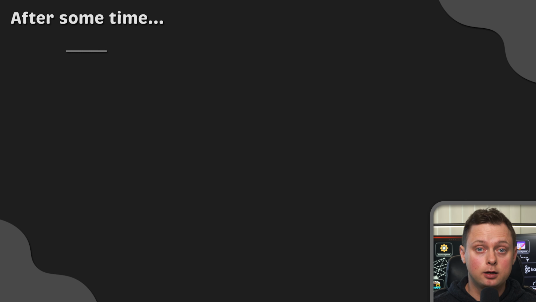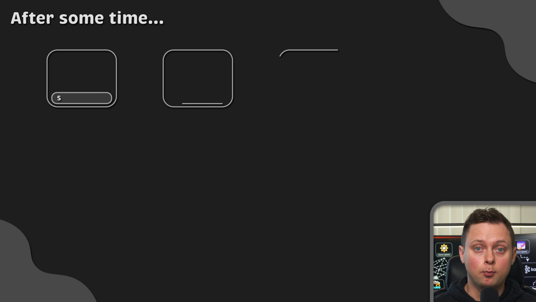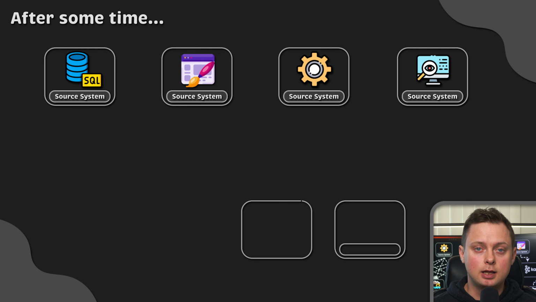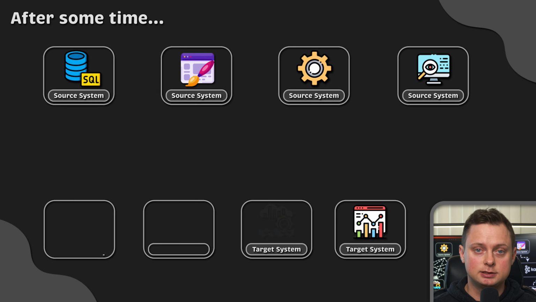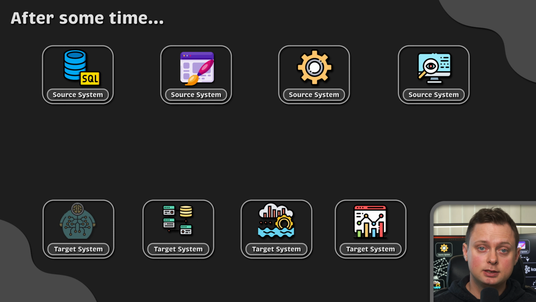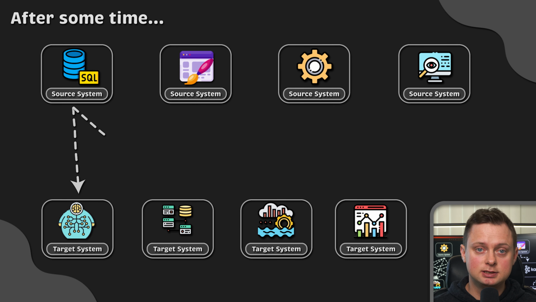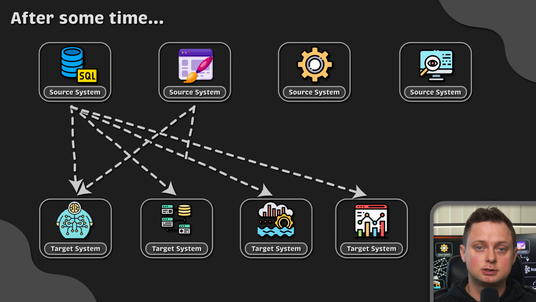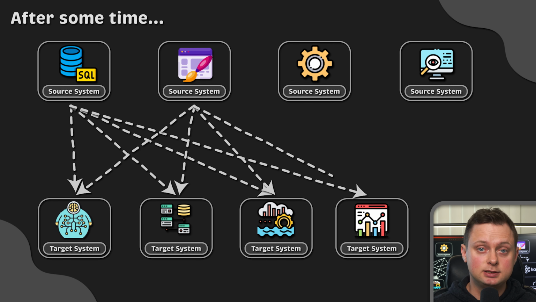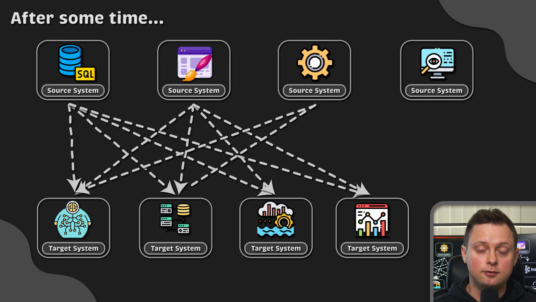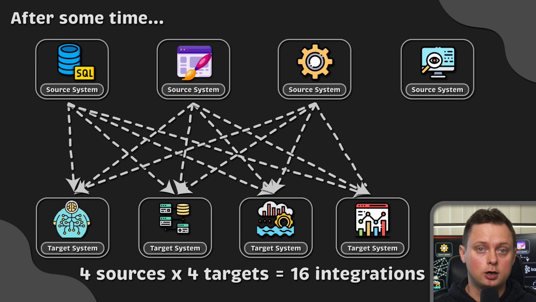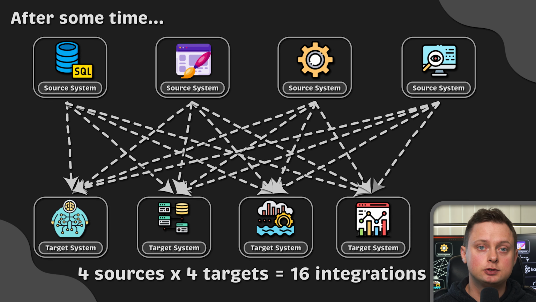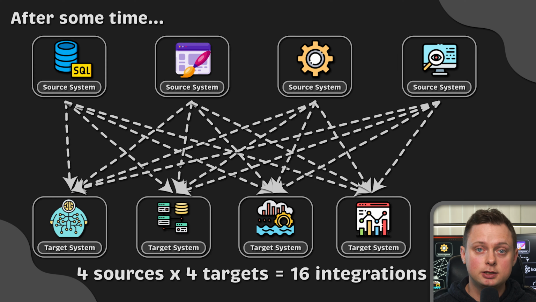Now, after a while, your company evolves, getting more and more data sources and target systems. And now integrating your data has become a lot more complicated. This is because all of your source systems need to send data to all of your target systems to share information. As we can see, there are a lot of integrations involved here. If you have four source systems and four target systems, you're going to have to write 16 integrations to make it work.